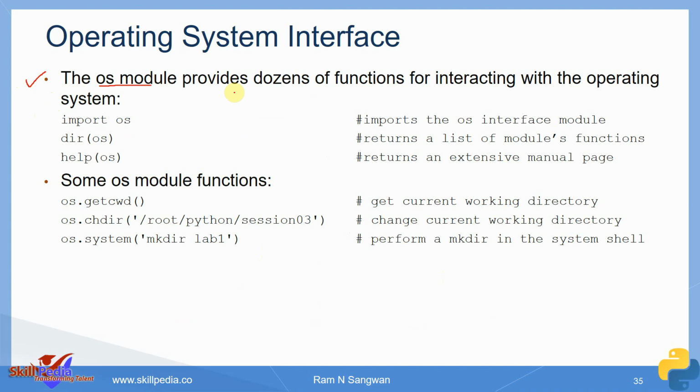The os module provides dozens of functions for interacting with the operating system, like import os, dir(os), help(os). Some of the os module functions: os.getcwd, that is the current working directory; os.chdir, if you want to switch to a different directory; os.system mkdir, if you want to create a directory.